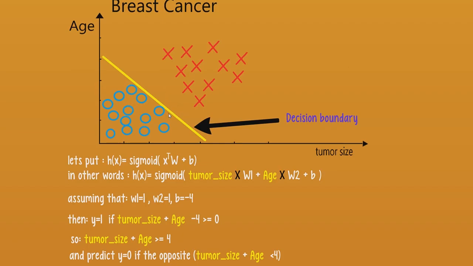If we are up on this line, we say yes, it's malignant. If we have, for example, a new tumor and its location is here, the age is almost here, and the tumor size is here, we predict that this tumor is malignant. And if we have a new tumor and it comes here, we predict it's a benign tumor. So we say that this line is our decision boundary.